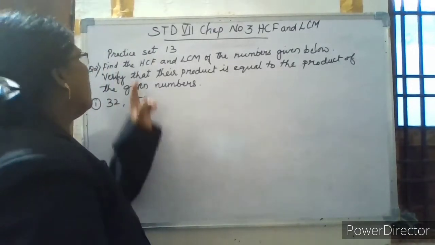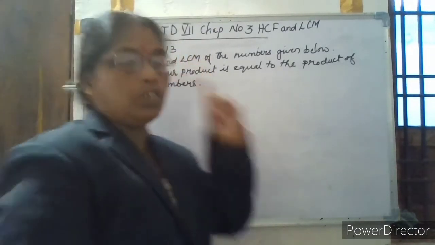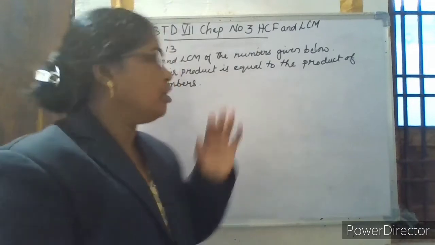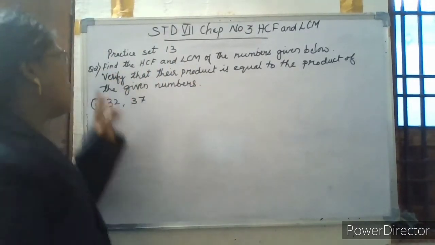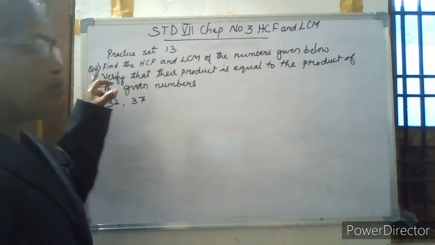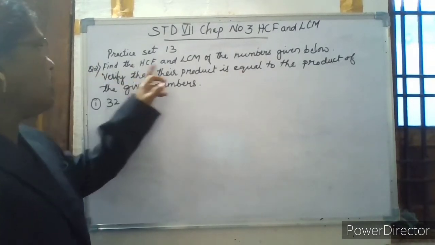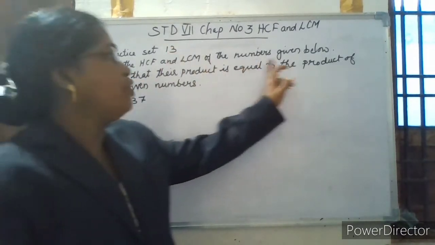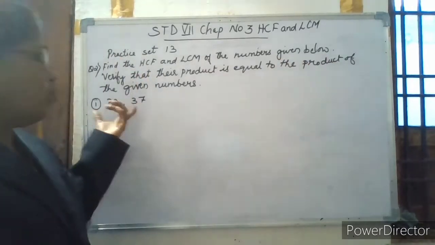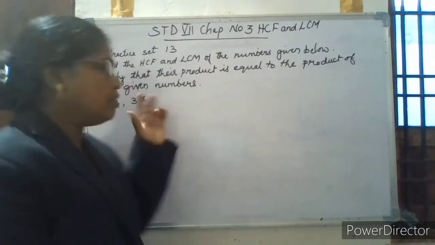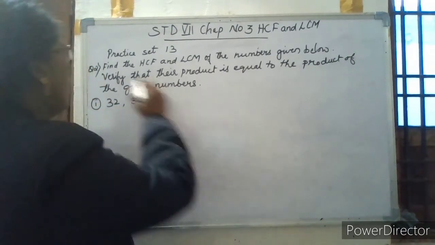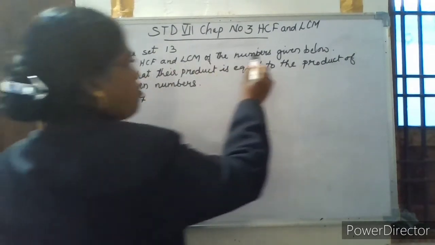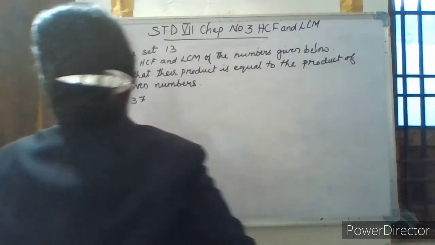You have learnt about the HCF and LCM in the third chapter. Now, practice set 13, question number 1 you had already learnt, I had taught you. Now we will solve question number 2. Find the HCF and LCM of the numbers given below. Only one example I have taken. See, the example is given as 32 and 37. You have to find the HCF and LCM of the numbers given below.